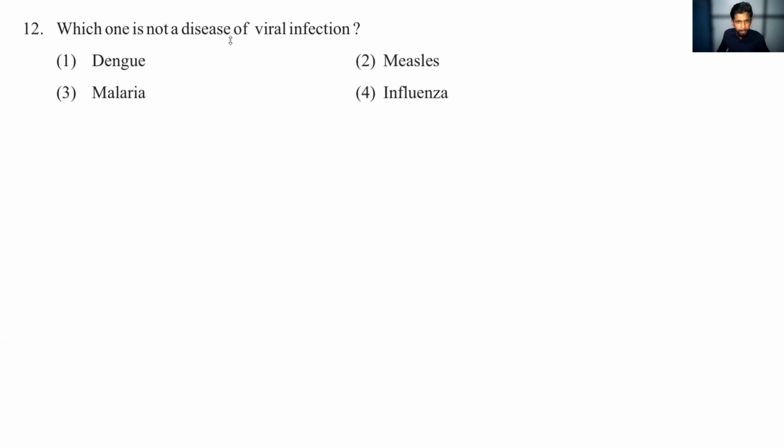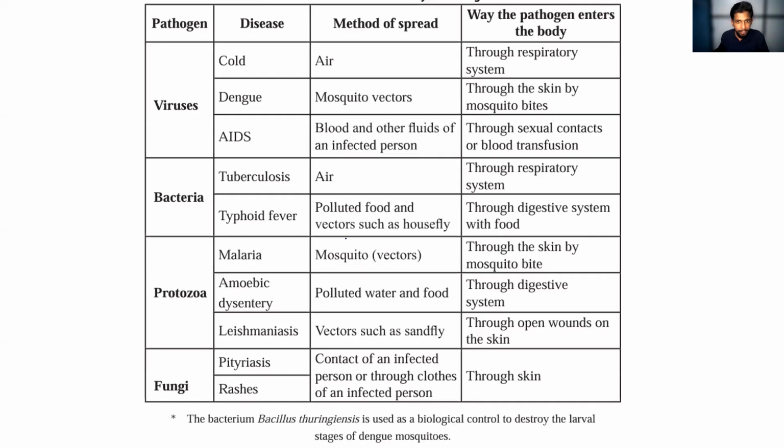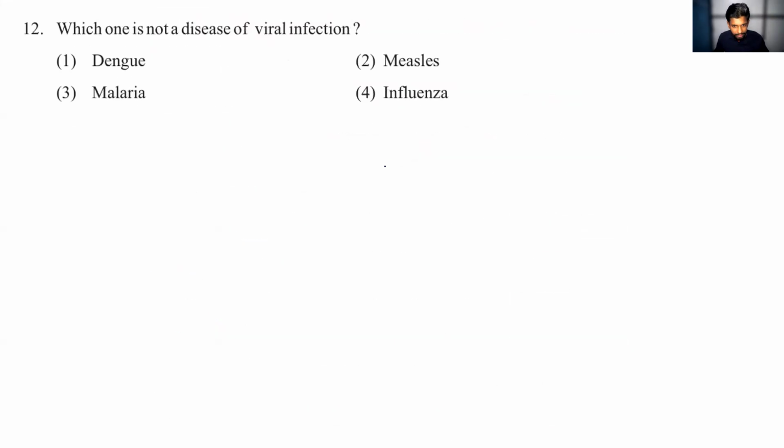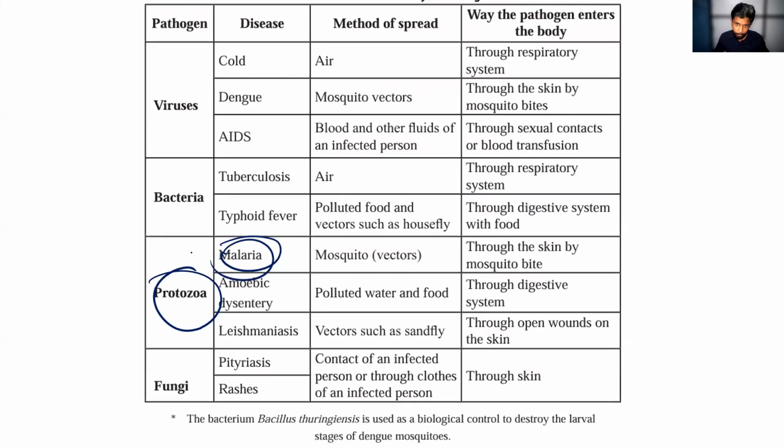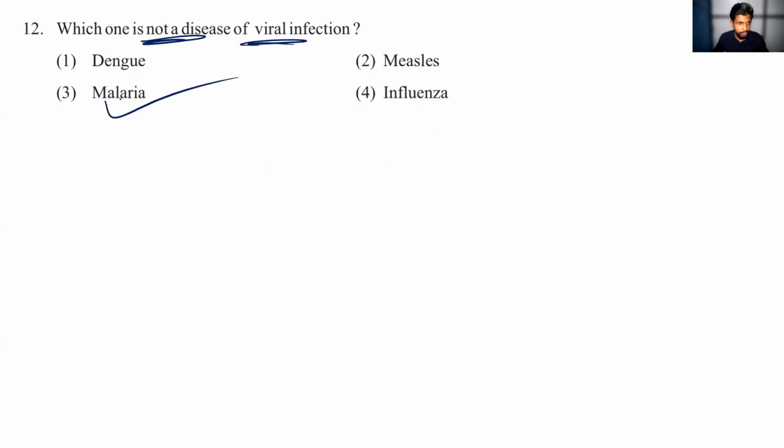Malaria is the answer. Listen here. There's a chart, right? Here you can see malaria is caused by protozoa. So malaria is the answer. Please memorize this chart, my dear, because normally they will ask what the diseases are, what the pathogens are, and who the vectors are. They are asking the same thing again and again, so please memorize the chart. The question asks which one is not a disease caused by a virus, so directly, it is malaria, because it is caused by protozoa.